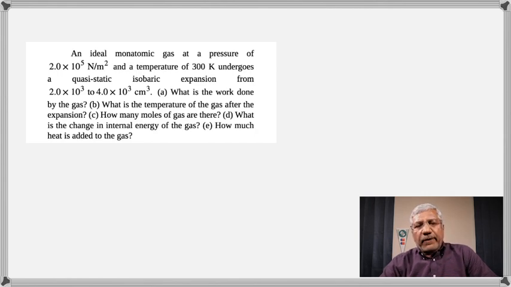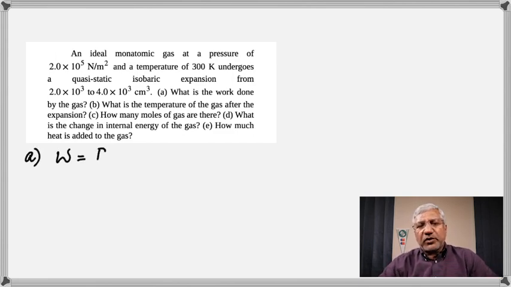Here's the third one. An ideal monoatomic gas at a pressure of, I'm not reading those numbers to save time, the pressure given, the temperature given. It's a quasi-static isobaric expansion from an initial volume to a final volume. What's the work done? What's the temperature of the gas after the expansion? How many moles of gas are there? What is the change in internal energy? How much heat is added? Oh, there are 5 parts to this question. Let's do it.